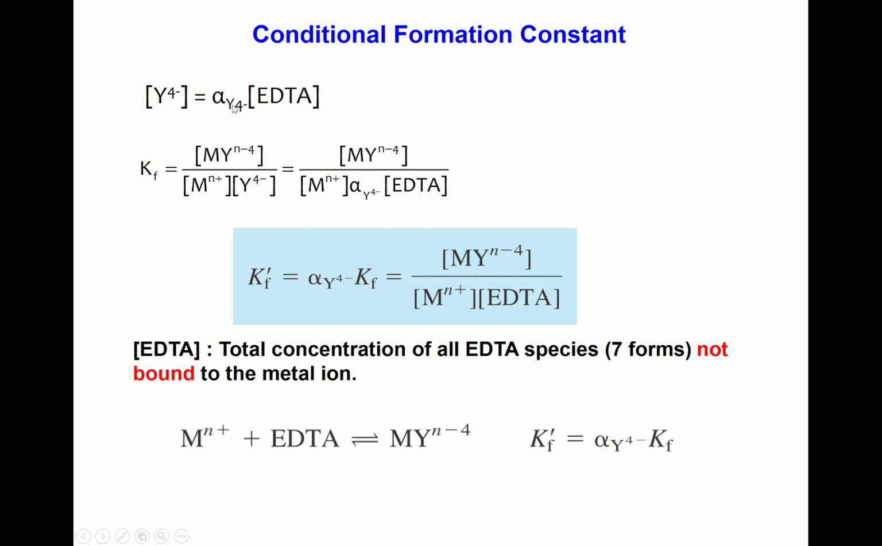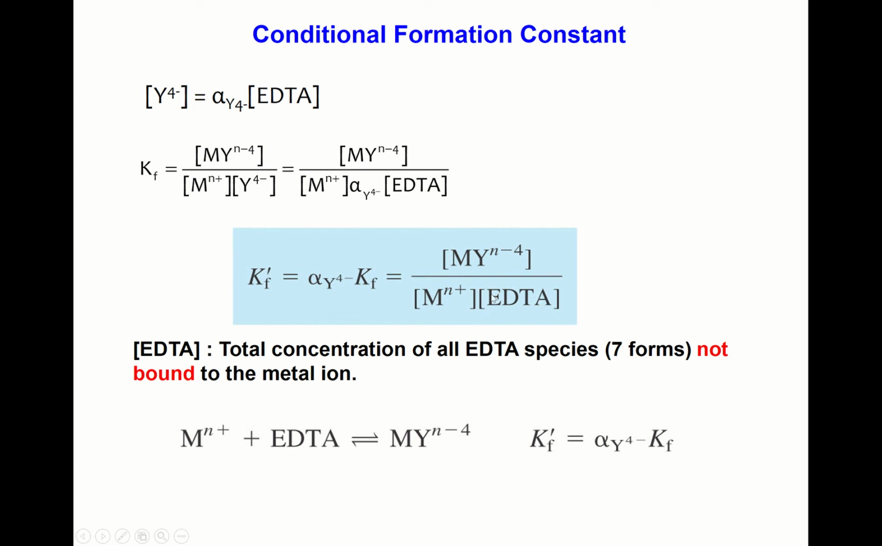Now let's rewrite the formation constant using this equation, and instead of this Y4 minus concentration, we use this one. When the pH is fixed, the alpha value is also fixed. Let's move this alpha to the left-hand side, and we redefine this as Kf prime, and we call it the conditional formation constant. Conditional, why? Because the pH is fixed. It is given by this expression.